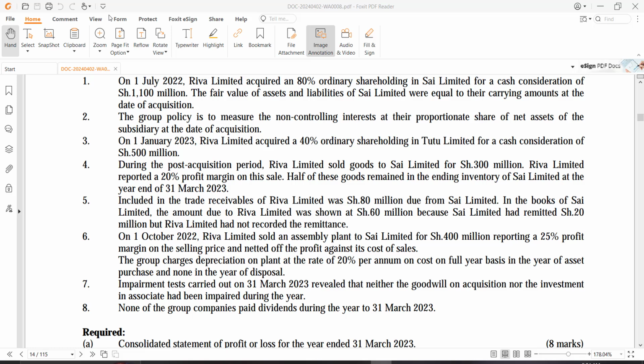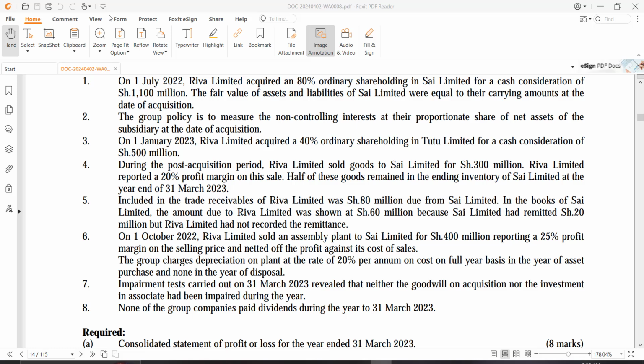So we have intercompany debts, where we have SAI owing 80 million to River, but again, SAI Limited has already sent 20 million, and this 20 million has not yet been reflected in the books of River. So we need to eliminate that on our balance sheet, on the trade receivables, and also on the trade payables.